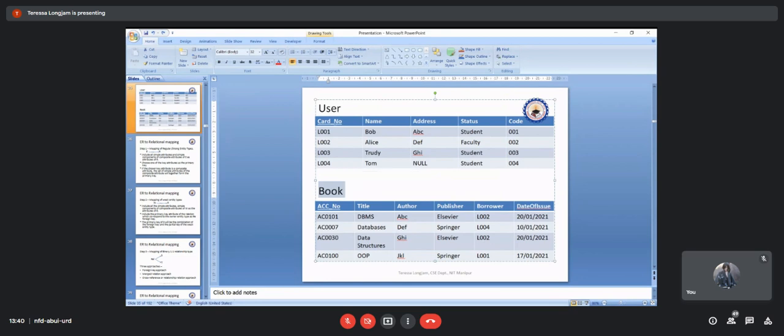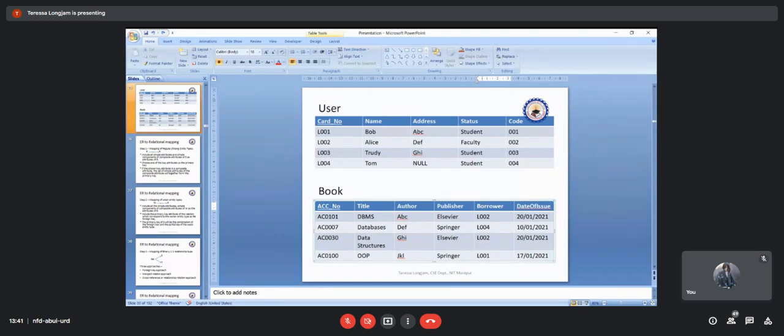So they are related to each other because of this card number and the borrower attributes. This borrower is referring to this card number. This card number is the primary key in the user relation, isn't it? So if there is an attribute which is referring to the primary key of another relation, then this particular attribute is known as foreign key. The borrower attribute in the book relation is the foreign key referring to the primary key of the user relation.